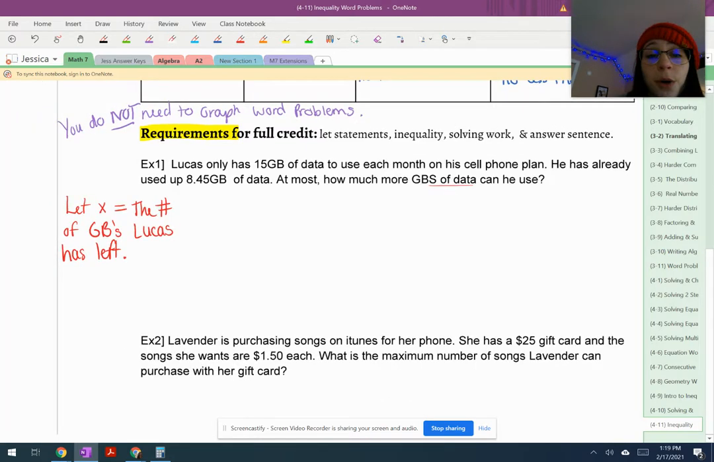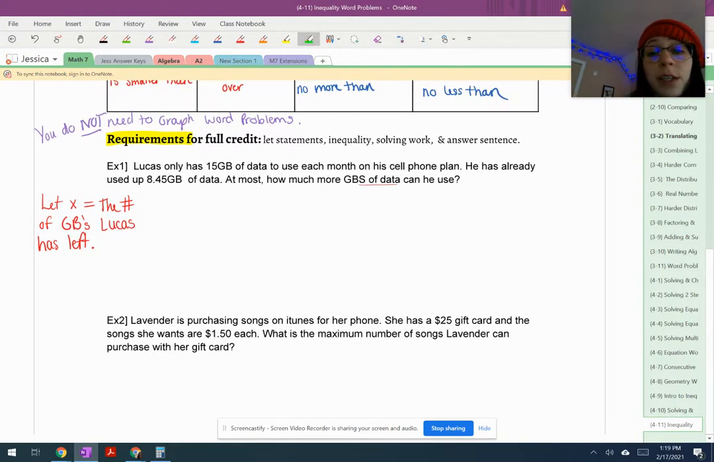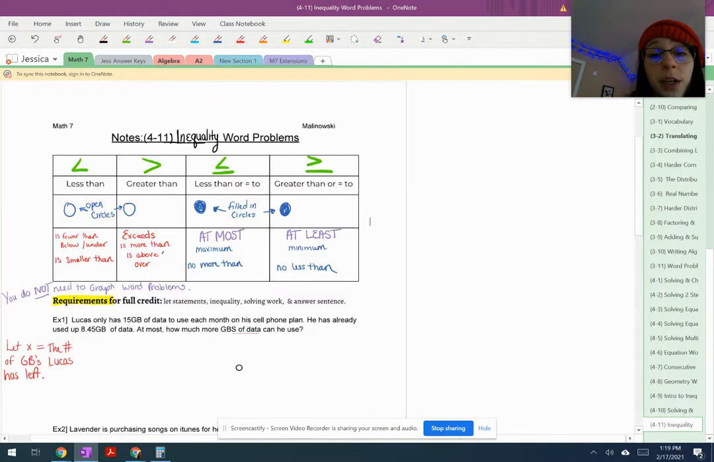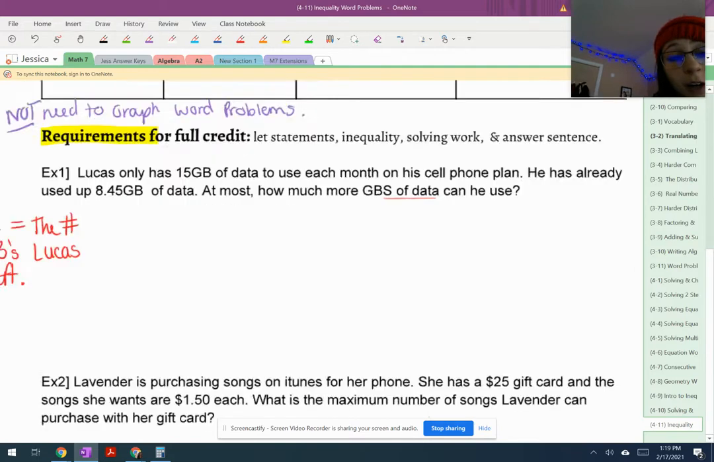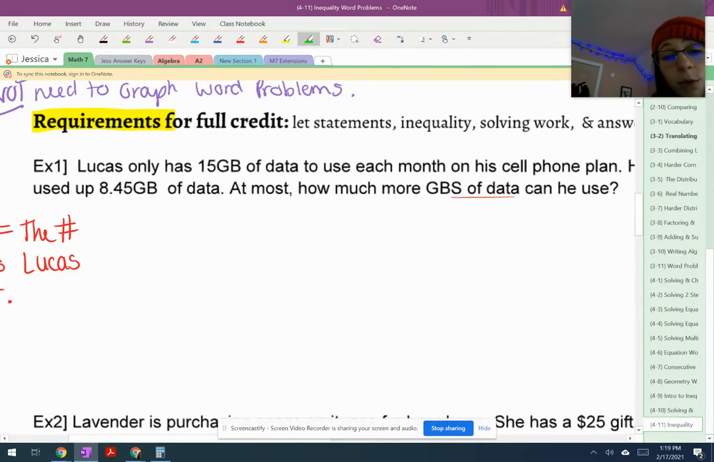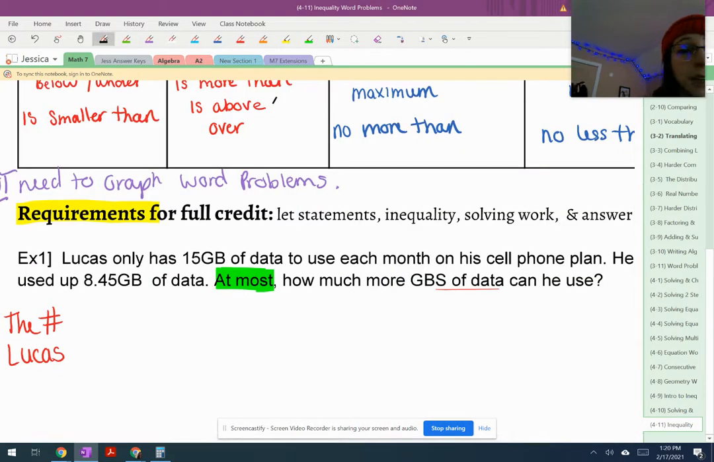Okay, so now we need to make an inequality, and we need to do that by looking for the key word. So again, we're looking for exceeds, more than, smaller than, at most, at least, and if you recall, they used at most right here. So at most tells me I'm using a less than or equal to symbol.